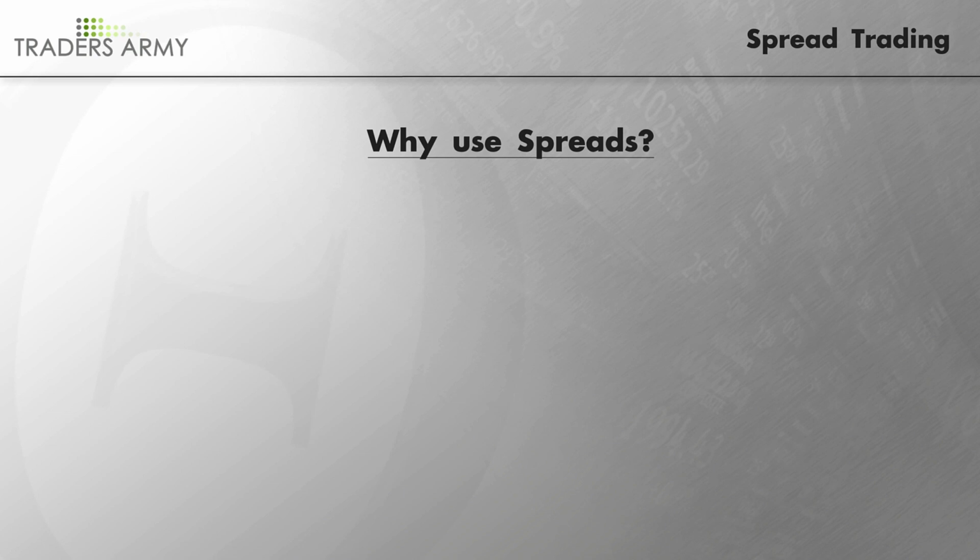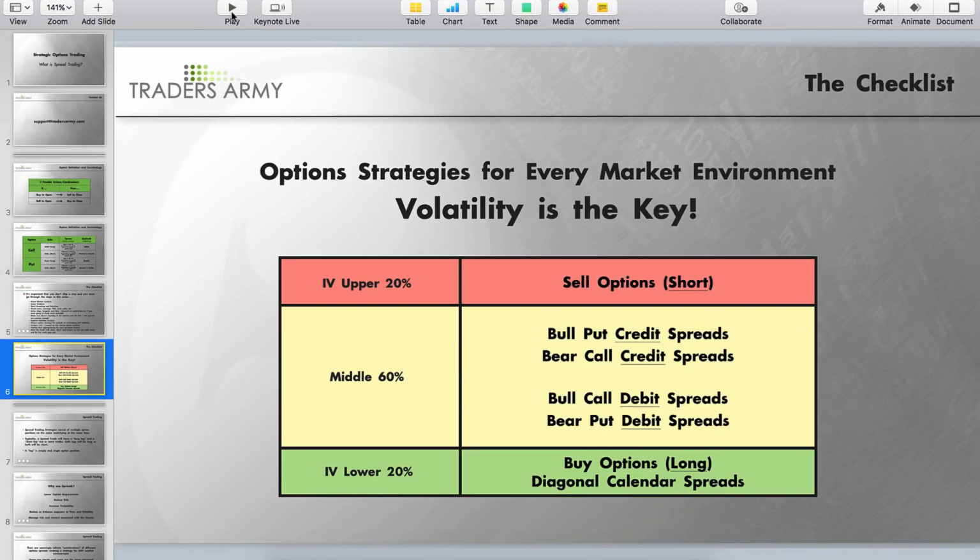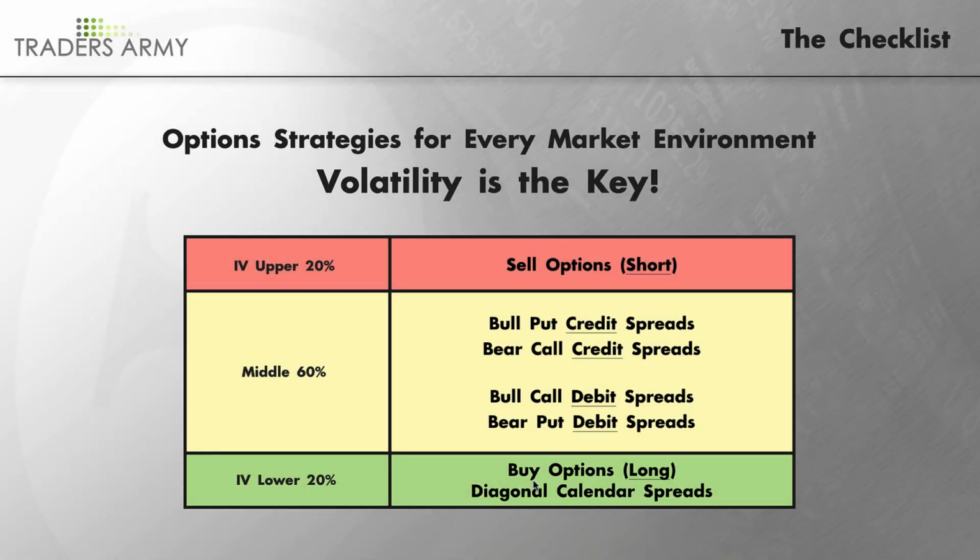Why bother? Okay, because number one, it all boils down to where is implied volatility, and we go back and we say, well, if implied volatility is in the lower 20% of its range, then sure, we can just go out and buy calls and puts. That's fine, and that's an ideal strategy. But what if we're not in the lower 20%? What if we're right here in the middle somewhere and volatility could drop or go higher from there?